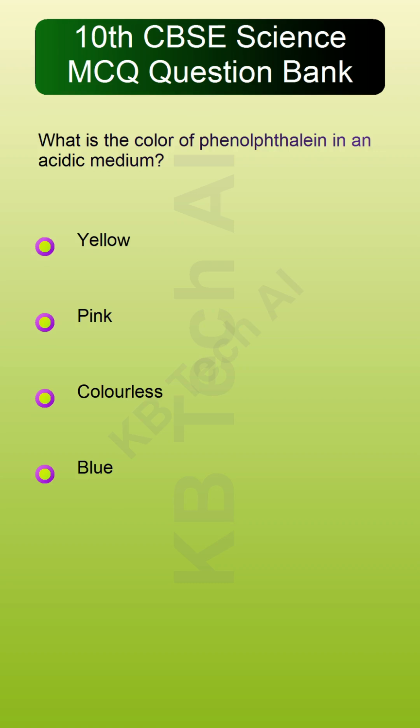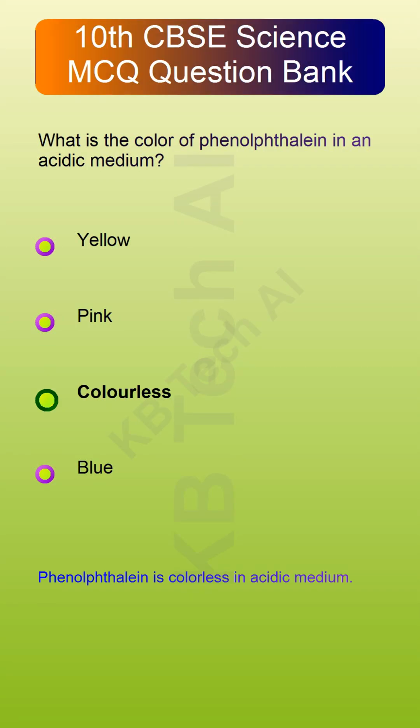What is the color of phenolphthalein in an acidic medium? Option 1, yellow. Option 2, pink. Option 3, colorless. Option 4, blue. The answer is option 3, colorless.